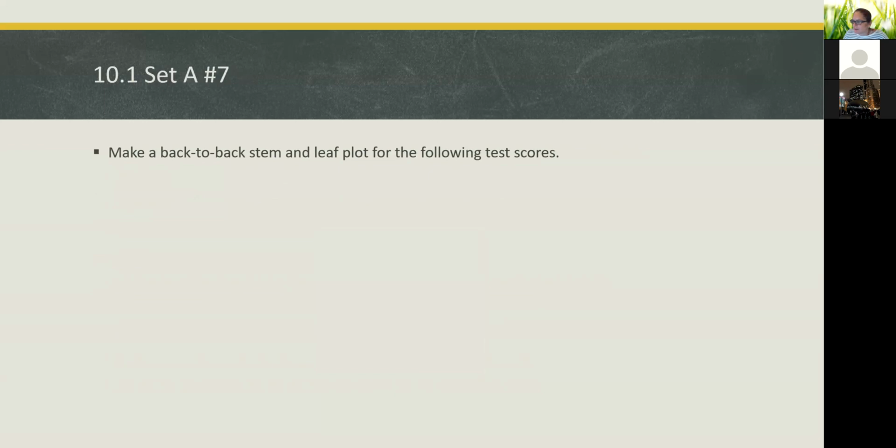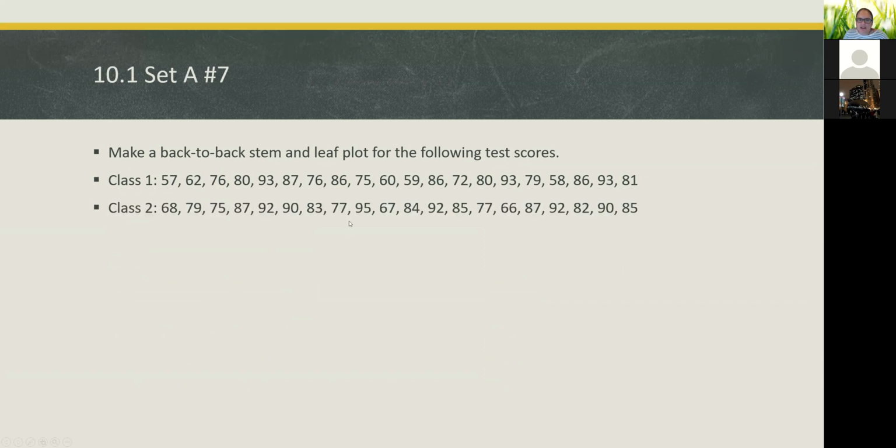Next, we're going to take a look at number 7. It says make a back-to-back stem and leaf plot for the following test scores. So we have 2 different classes. Here's the test scores for class 1, and they're not in ascending order. And here's the scores for class 2. And again, the scores are not in order.